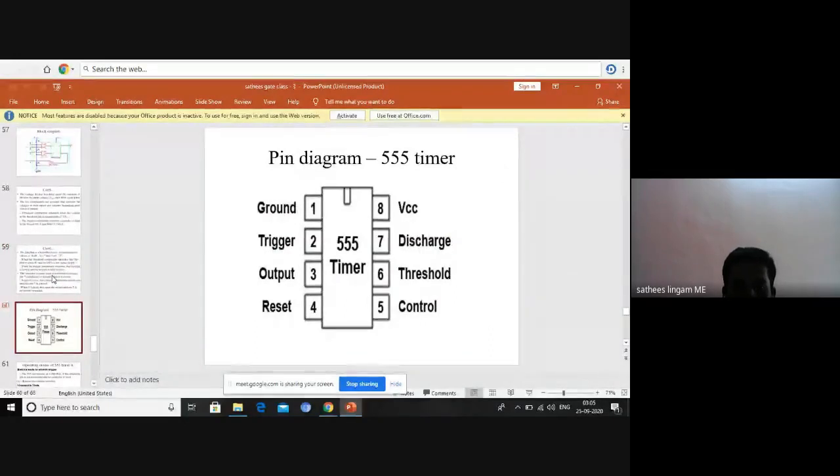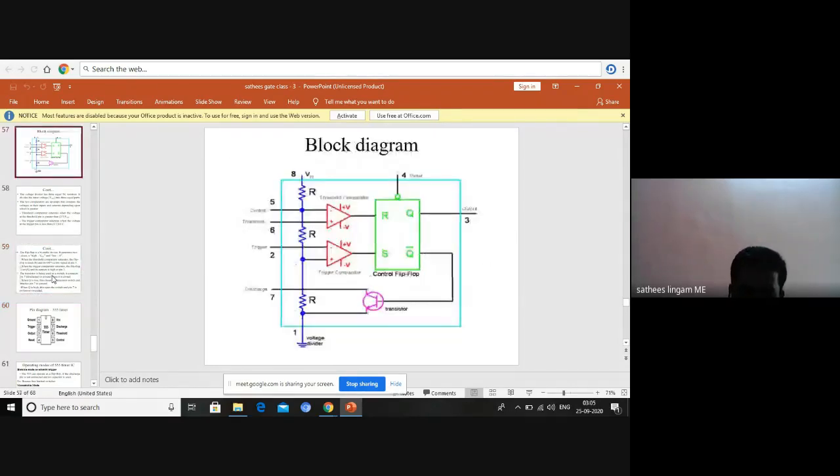In the pin diagram, pin one is ground; it should be grounded. Two, we need to connect the trigger. Three, we need to take the output. Four is reset. The eighth pin is VCC. That is like an integrated circuit. From this, the internal connection will be like this.